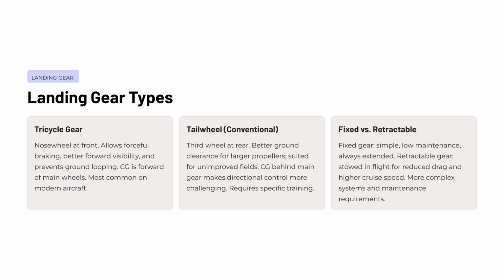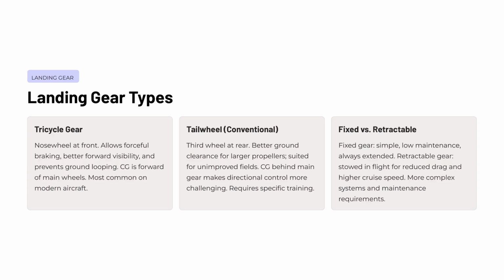Landing gear configuration is a fundamental aspect of aircraft design that directly affects ground handling, performance, and pilot technique. The most common configuration on modern aircraft is tricycle gear, where the nose wheel sits at the front. This setup places the center of gravity forward of the main wheels, which gives the aircraft natural directional stability on the ground. It allows for more forceful braking without the risk of nosing over, provides better forward visibility during taxi and rollout, and virtually eliminates the tendency to ground loop, a dangerous, uncontrolled swerving that can occur on landing.